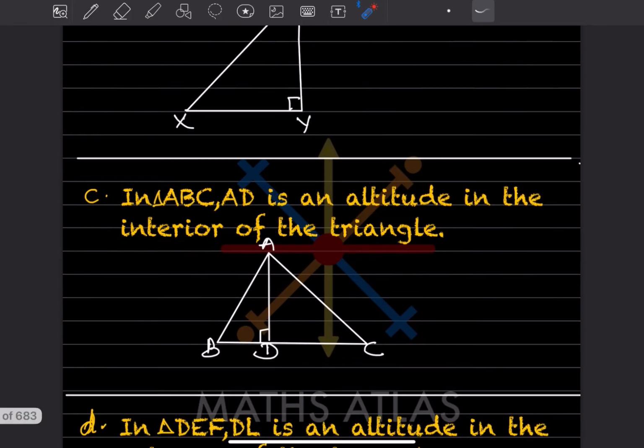Now in triangle ABC, AD is an altitude in the interior of the triangle. So now see, this is triangle ABC. Now this AD means we'll draw from this vertex, AD. This is 90 degrees, but it is inside. Interior of the triangle means it should be inside.